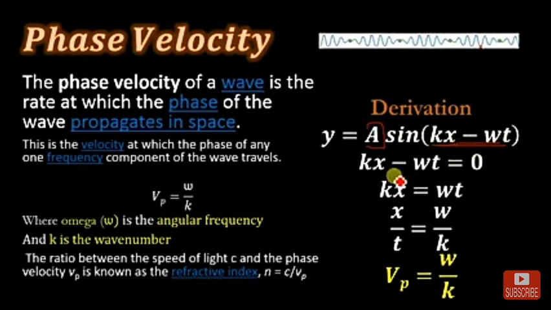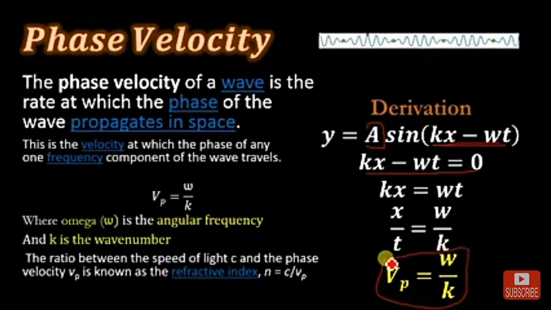Now taking this term equal to 0 and solving, we will get kx is equal to omega t, transferring the minus omega t from the left hand side to the right hand side. The minus omega t will become plus omega t. Now dividing both sides by kt, we will get x by t is equal to omega by k, and finally Vp is equal to omega by k, and this equation represents the phase velocity.